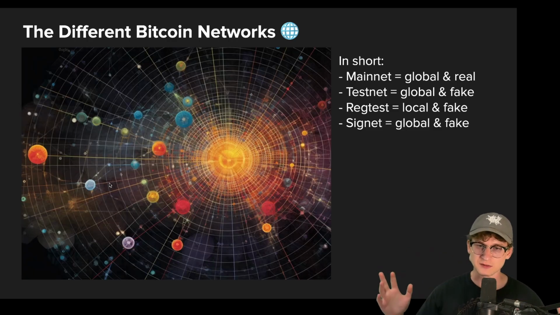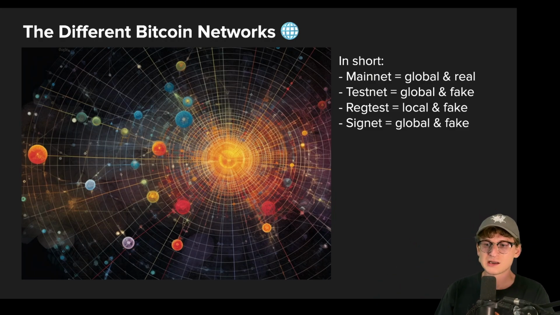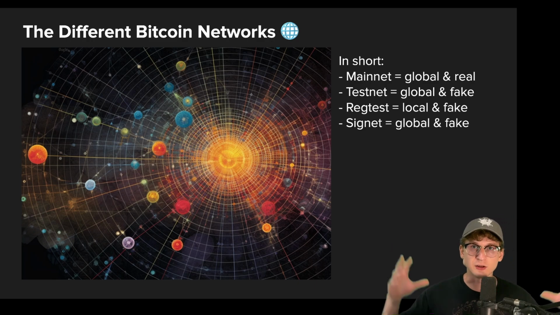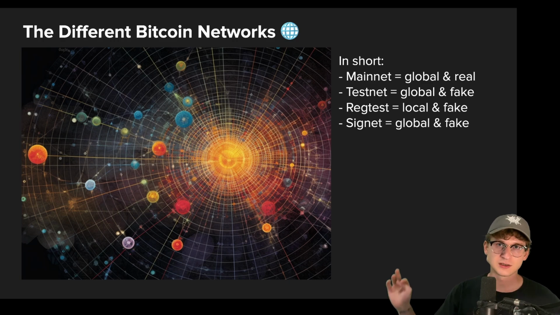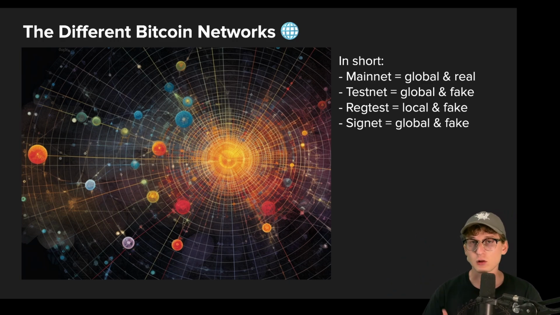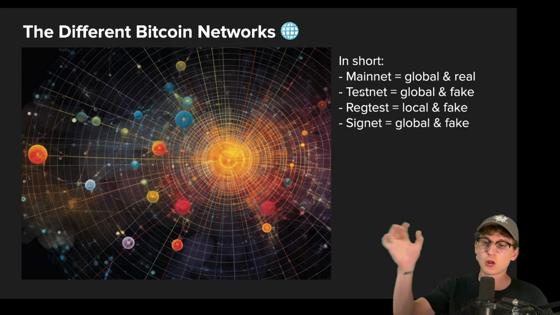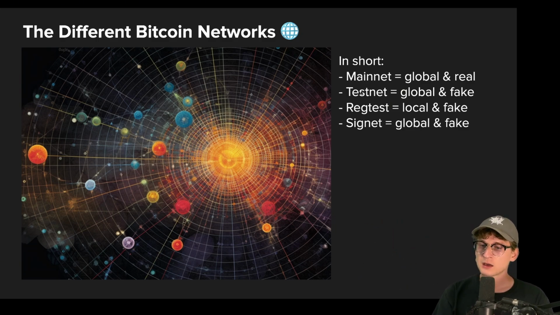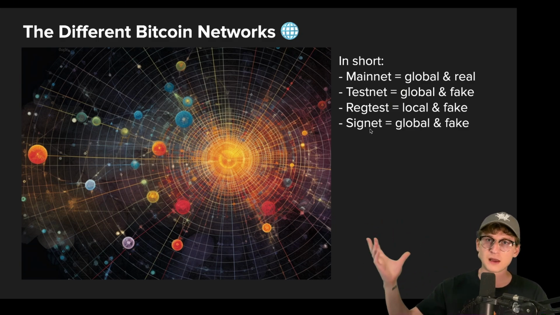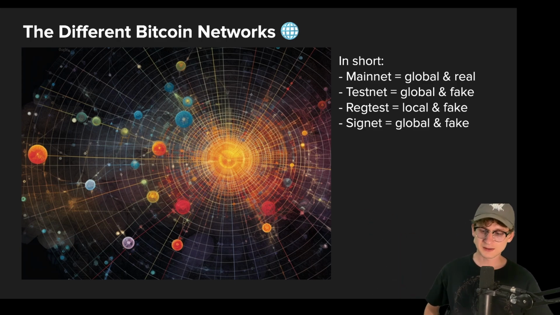But okay, that's a lot of words. Let me summarize this for you. In short, mainnet is global and real. Testnet is global and fake. And then regtest is local only and fake, right? It's just this local only network. And Signet, like testnet, is also global and fake. So that's kind of a simple way you can think of it. Maybe you would tag on to testnet, global and fake, but has real mining. And then on Signet, you would say global and fake, but has signed blocks, right? So those are kind of the differences.